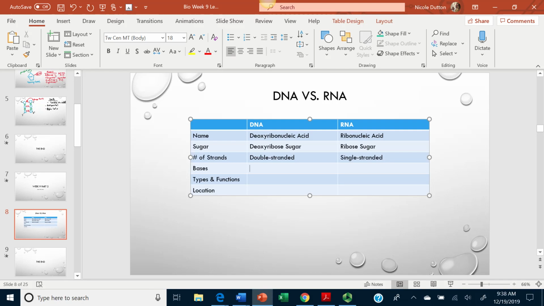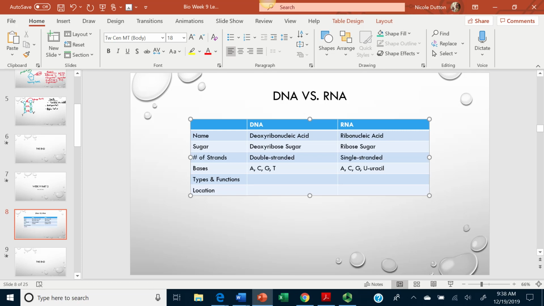As for the bases, I said that the bases of DNA are A, C, G, and T: adenine, cytosine, guanine, and thymine. In RNA, we actually replace thymine with uracil. So our bases are A, C, G, and U for uracil. Uracil is also considered a pyrimidine.